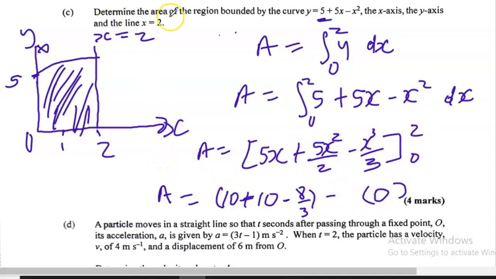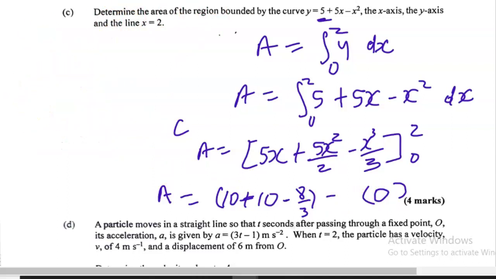So the area would be 20 minus 2 and 2/3. So it'll be 17 and 1/3 square units.